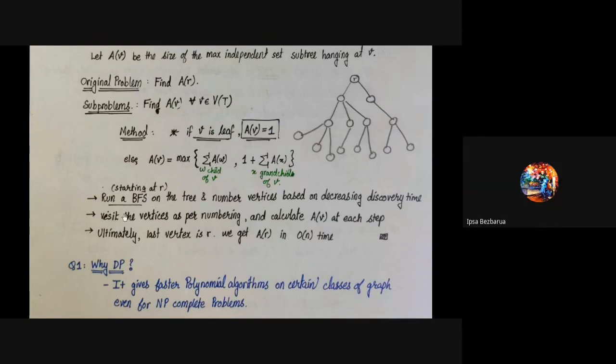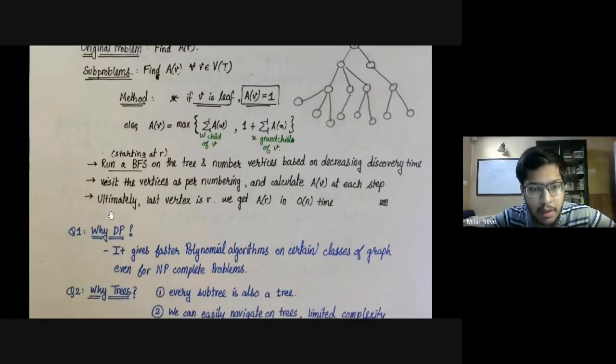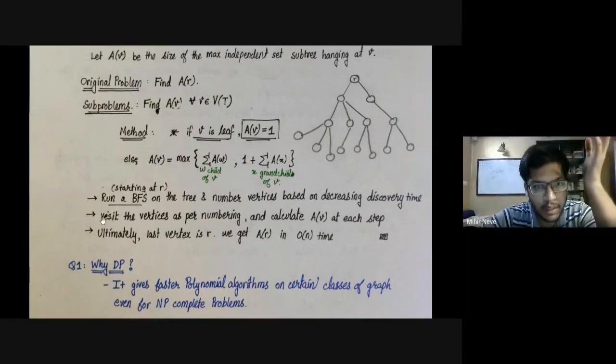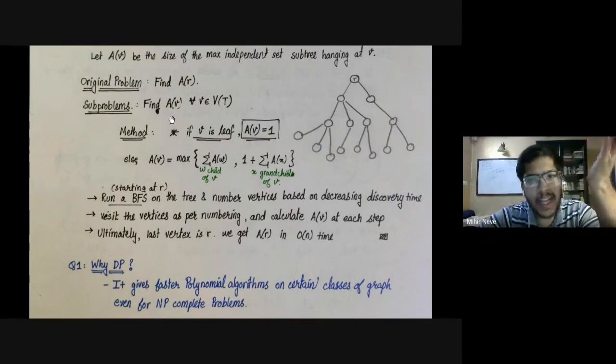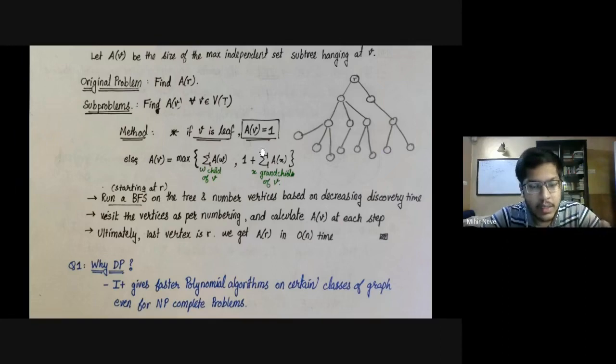I see. Thank you. So the simple question is, okay, why DP? Why dynamic programming? Dynamic programming is helpful because maximum independent set is actually an NP complete problem. And when I did this problem on trees, it became a linear problem. Because of this, many NP complete problems can now be solved in polynomial time on trees.